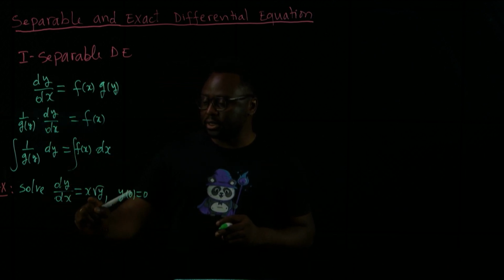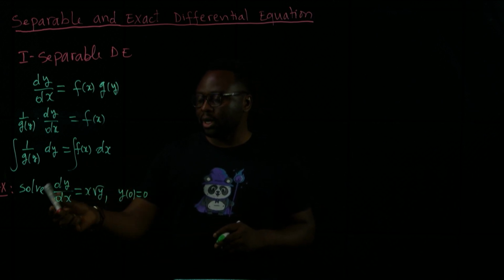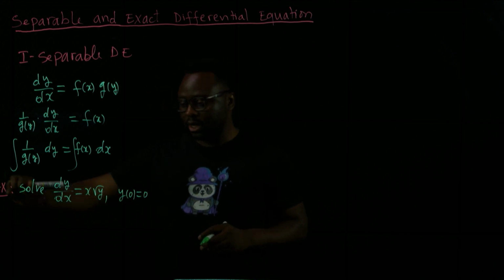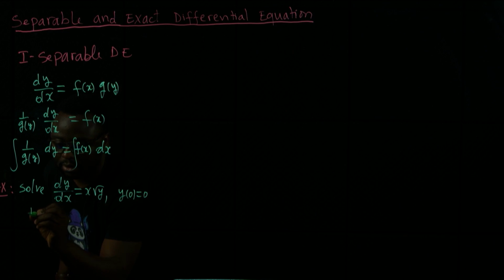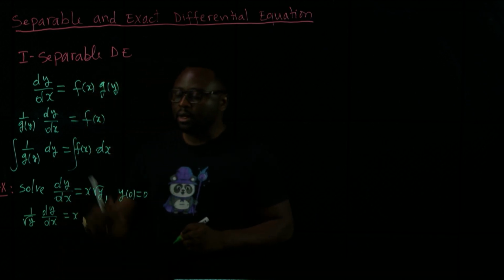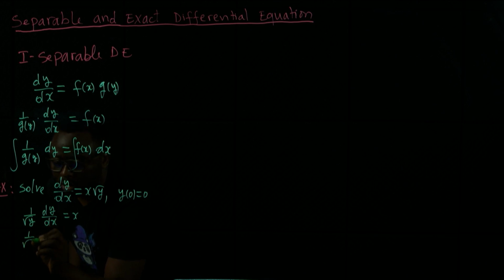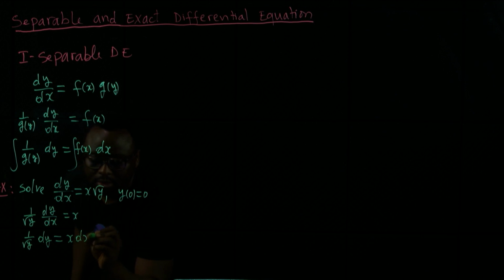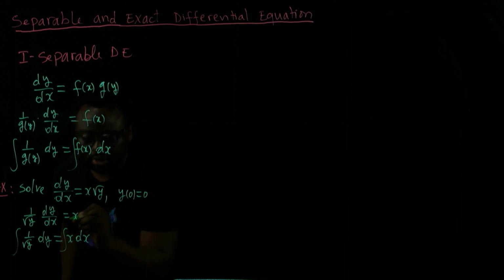So basically here you can see that we have x and y, and here we also have x and y. So we have to multiply in such a way that we only have y on one side and x on the other side, okay? So if we divide this by square root of y, first step, it is 1 over square root of y times dy over dx is equal to x. Secondly, we multiply everything by dx. This is 1 over root y dy equals x dx. All right, at this stage, we just have to integrate.